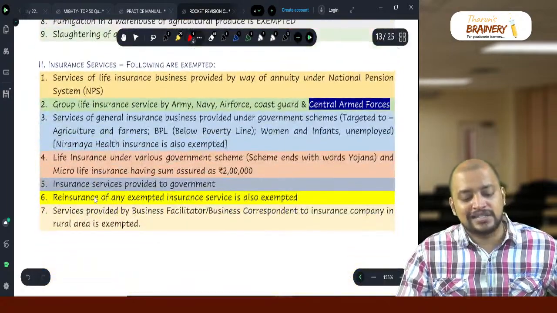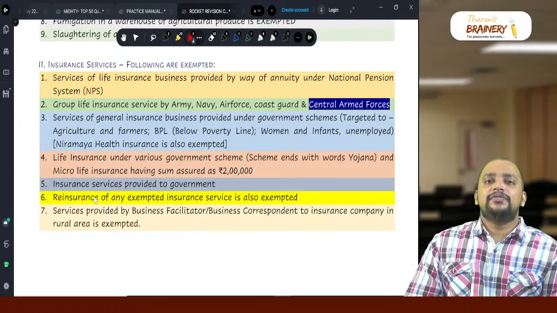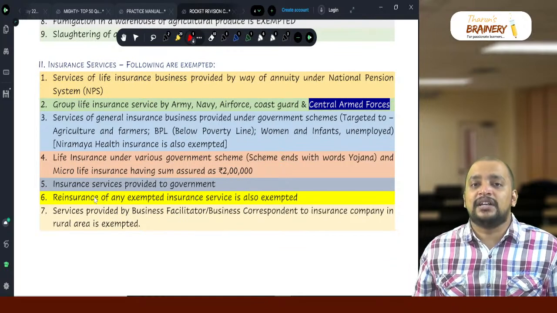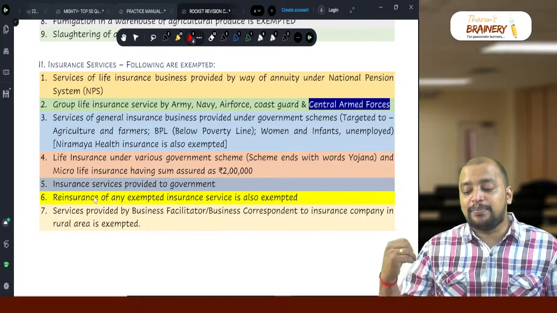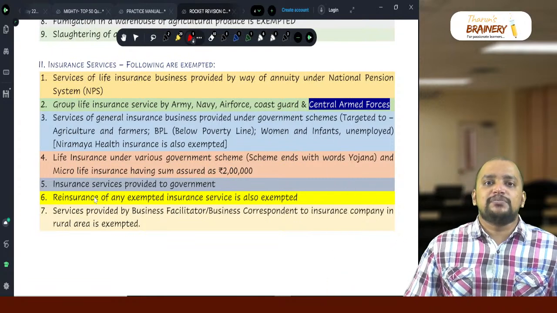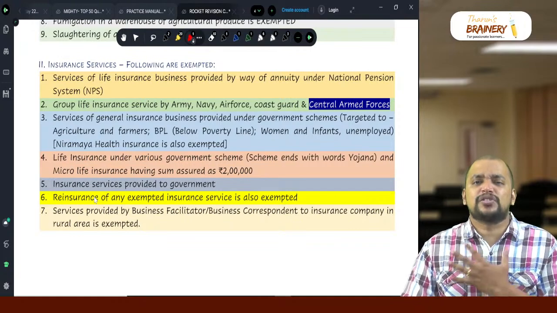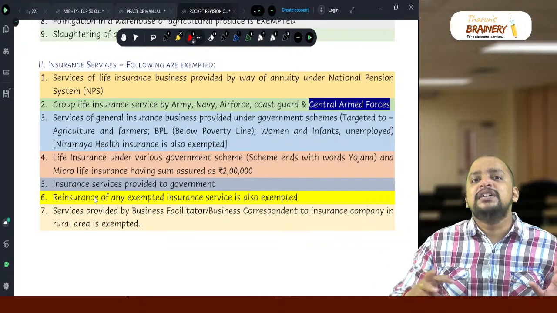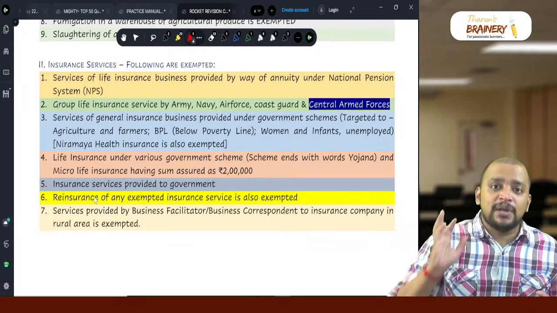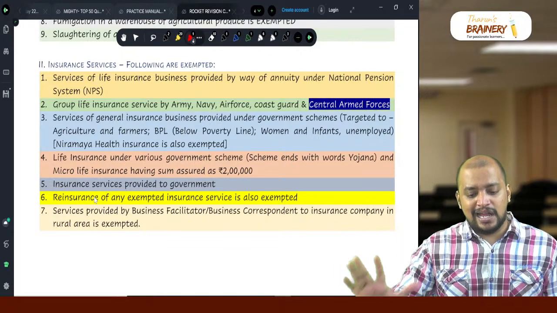Then insurance services. So listen. With respect to a few insurance services that are exempted, number one, National Pension System Trust, NPS Trust. NPS Trust will be providing insurance services for which we pay some premium. You just remember NPS Trust. So that premium collected by the NPS Trust will be exempted.